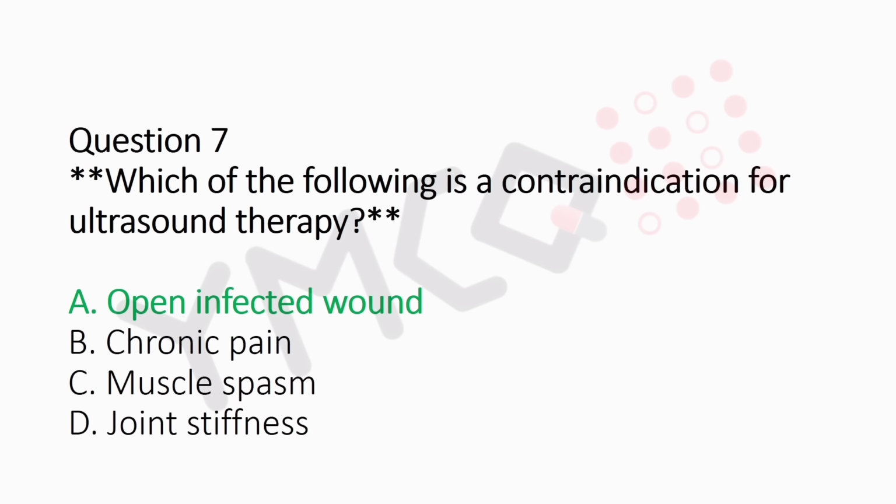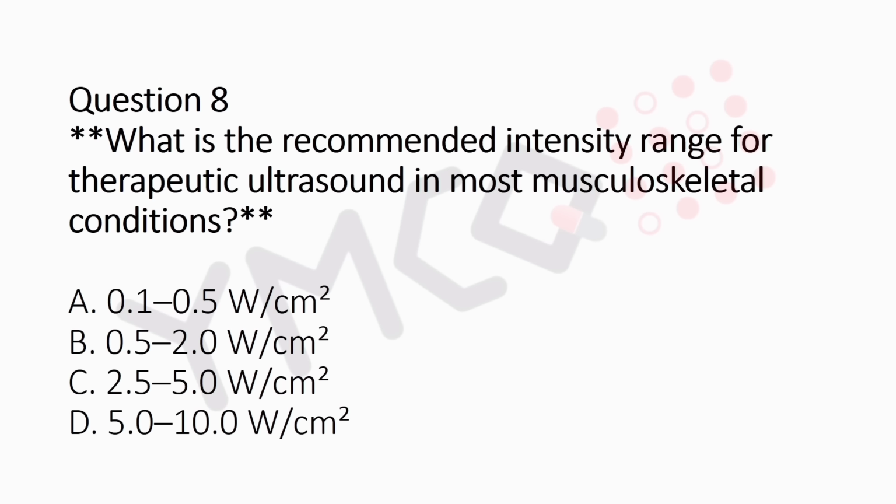Now let's move to question number 8. What is the recommended intensity range for therapeutic ultrasound in most musculoskeletal conditions? Option A, 0.1 to 0.5 watts per centimeter square. Option B, 0.5 to 2. Option C, 2.5 to 5. Option D, 5 to 10 watts per centimeter square. And the answer is option B, 0.5 to 2 watts per centimeter square.